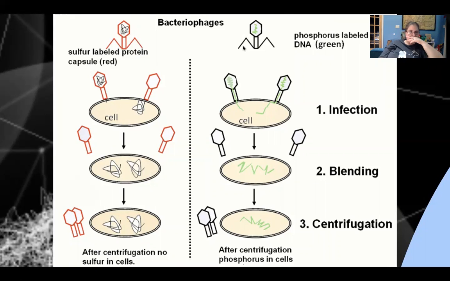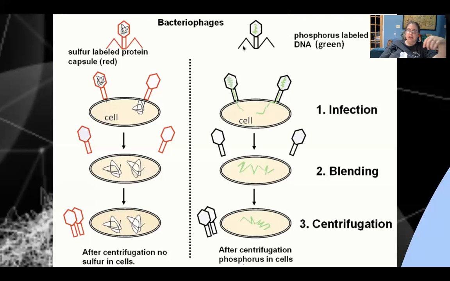So what they did was take the bacteriophages and separate them into two groups. In one of them, they put radioactive tags on the protein of the bacteriophage. In the other group, they put tags on the DNA of the bacteriophage. We knew at this point that the virus injects its genetic material into the host cell in order to make more of itself.